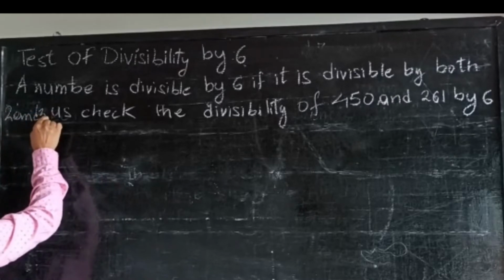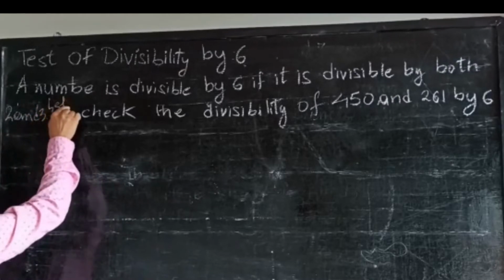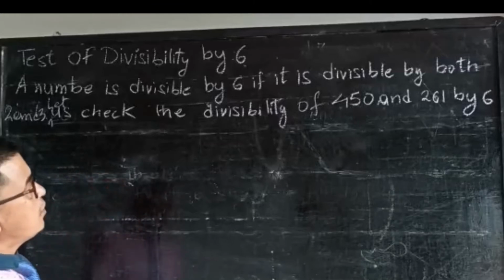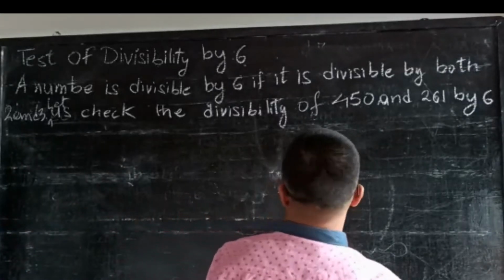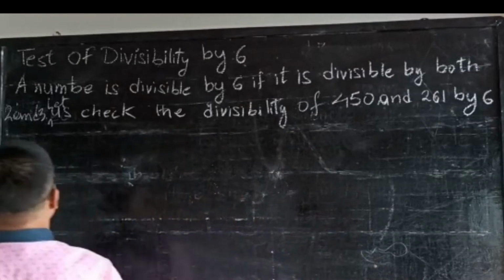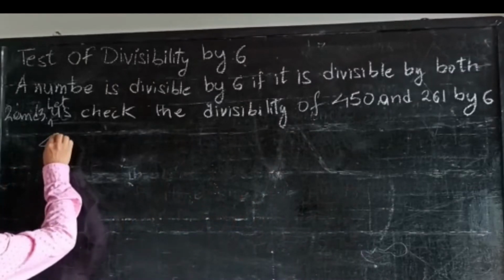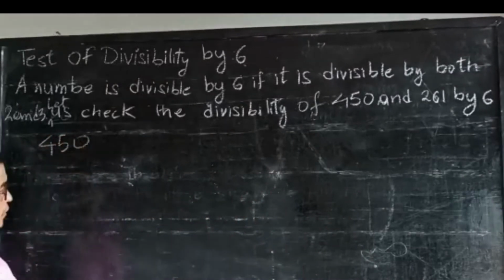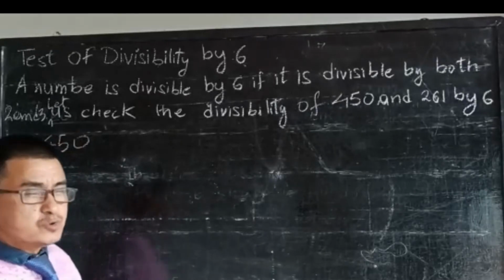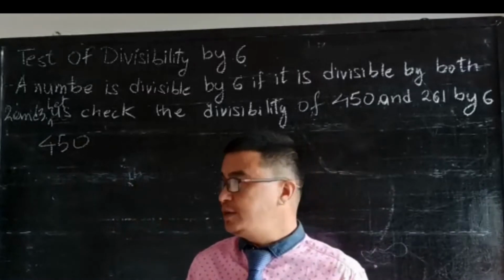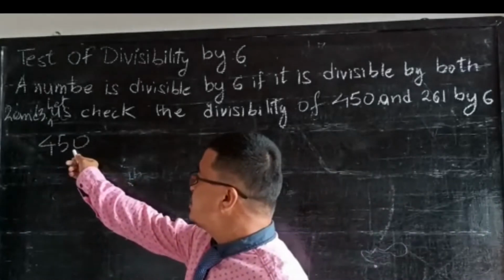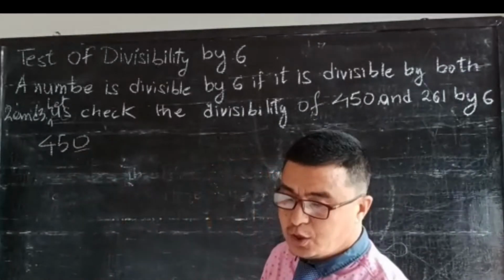Now let us check the divisibility of 450 and 261 by 6. First, 450. A number is divisible by 2 if the last digit is 0, 2, 4, 6, 8. Here the last digit is 0, so it is divisible by 2.